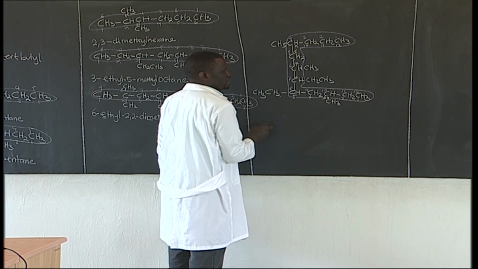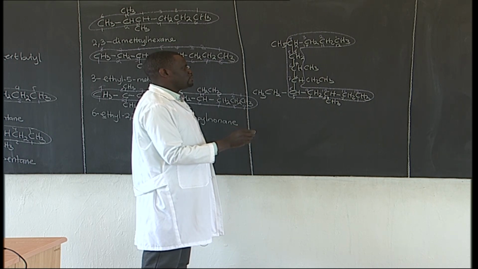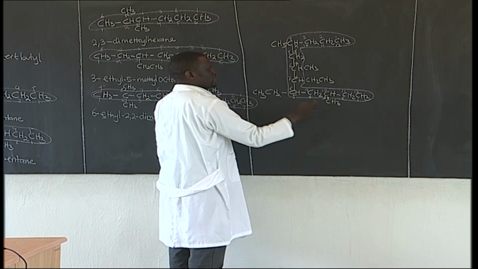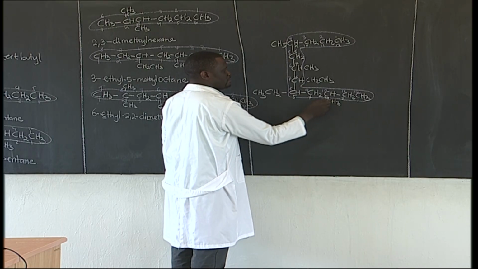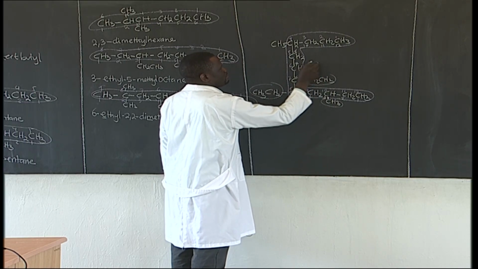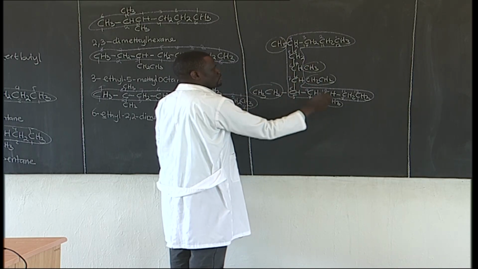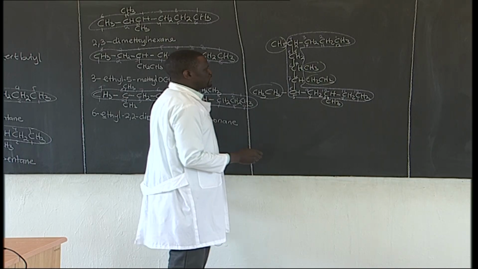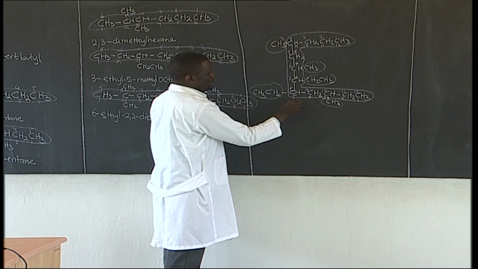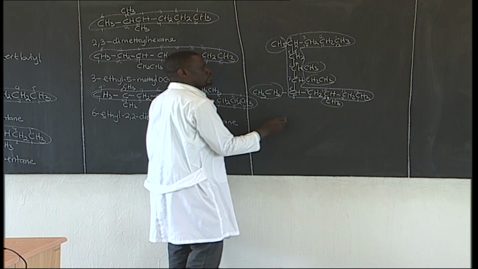You see 2, 5. So I'm going to move like this. Let me do it very quickly. Identify the alkyl groups. We have methyl, ethyl, ethyl, methyl, methyl. How many methyls do we have? 1, 2, 3. Then ethyl we have 2, so we are going to use di-ethyl.